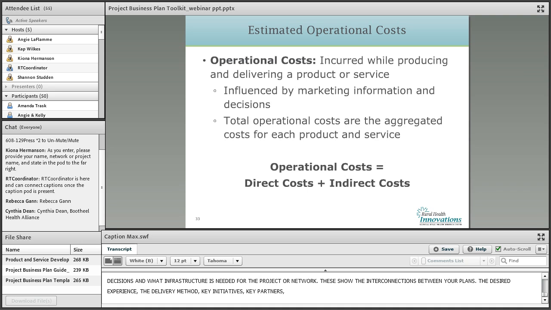Another resource, Angie mentioned it earlier, that's in the development phase is our financial outlook worksheet. This resource will provide you with a tool to help you calculate the net income of your products and services, and it will be used in concert with the product and service canvas.